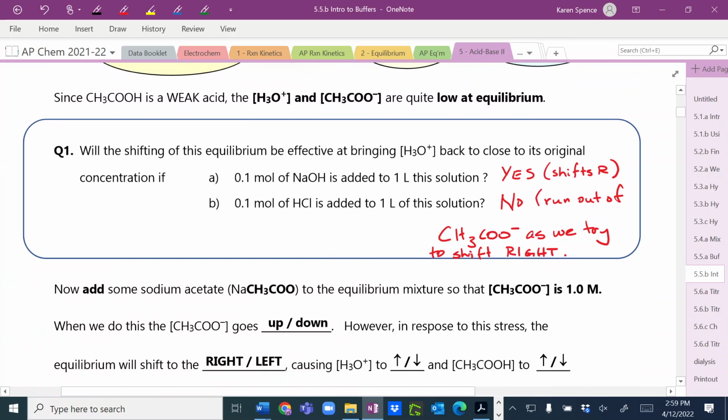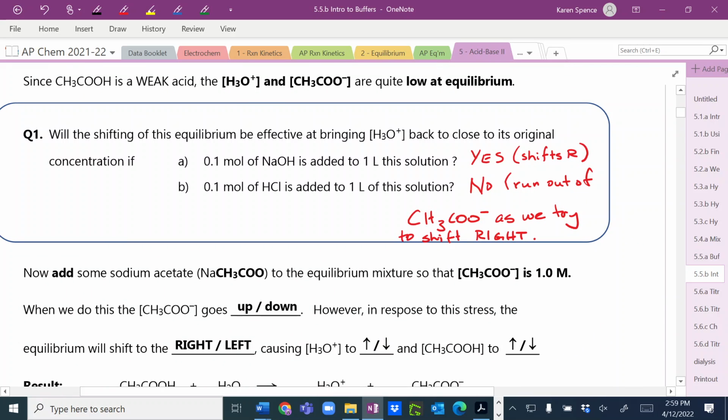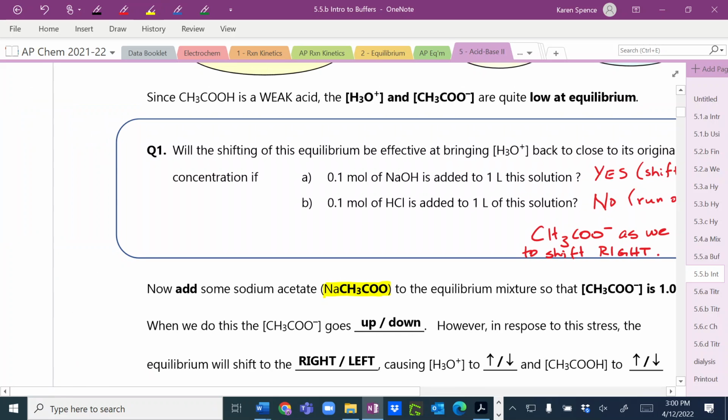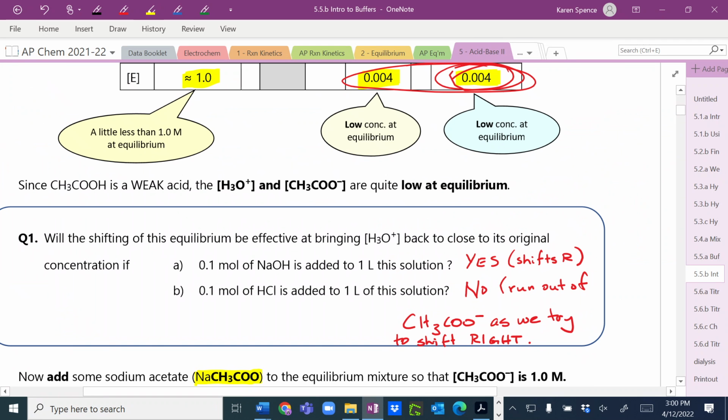Now what we're going to do though, before we add any of these things, is we're actually going to add something else. We are going to add some sodium acetate, okay, sodium acetate to the equilibrium mix. Yes? Left, yes. As we try to shift left, thank you.